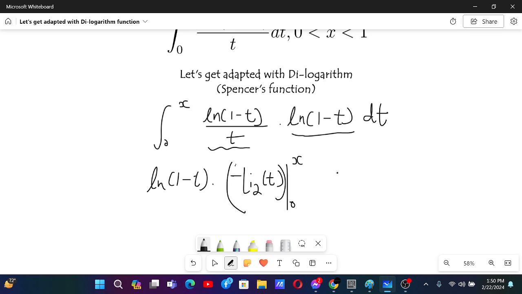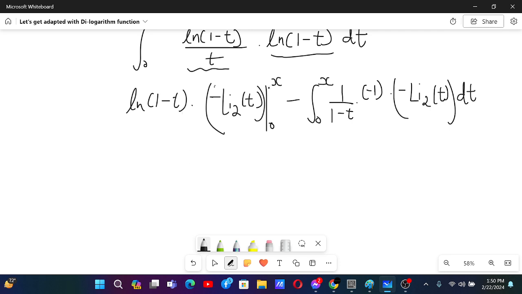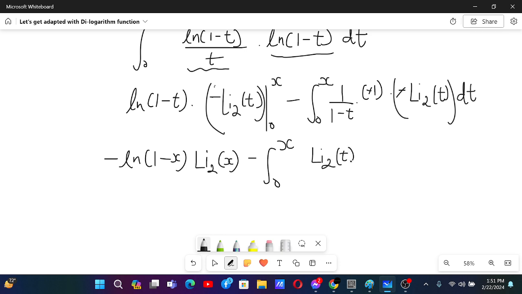Okay. And then minus integral from 0 to x. Now our derivative of this is 1 by 1 minus t times minus 1, and the integral of this is minus Li2 of t, dt. Okay, so now if we evaluate this, we will have ln of 1 minus x with a negative sign in front, and then Li2 of x, and at 0 those will be 0, so it doesn't matter. And now minus minus cancels out, minus integral from 0 to x. Now we have Li2 of t by 1 minus t dt.